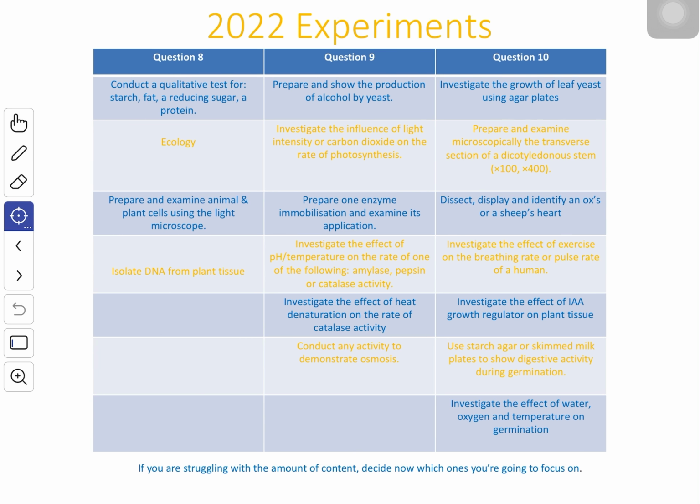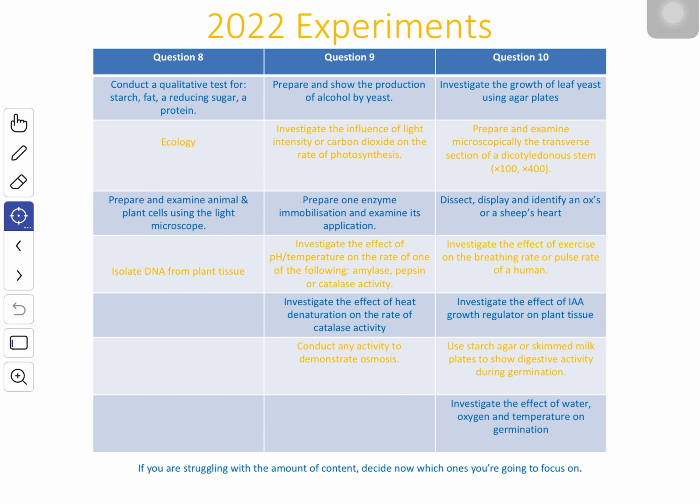Now, for 2022, there's been a couple of changes. So the 3 experiment questions are going to be question 8, question 9, and question 10. And question 8, the only experiments they can ask you there are the food tests, ecology, the animal and plant cell experiments, and the isolation of DNA from plant tissue. Nothing else can be asked there. Question 9 is prepare and show the production of alcohol by yeast, the photosynthesis experiment, enzyme experiments, the enzyme immobilization, and any activities to demonstrate osmosis.